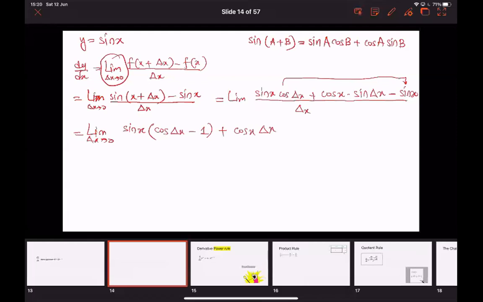And since I have to divide this also by delta x, let me divide this separately. I can do it, right? I can split these two terms. By the way, this is not delta x, this is cos x times sine delta x. So cos x times sine delta x over delta x. Now we have two terms, and we can apply the limit separately.